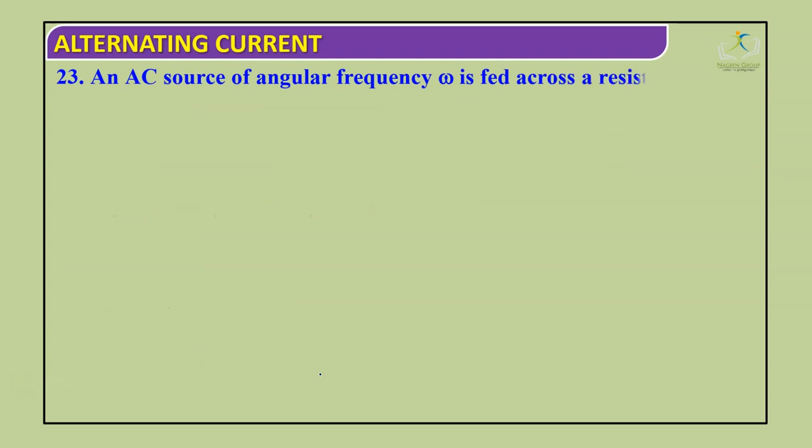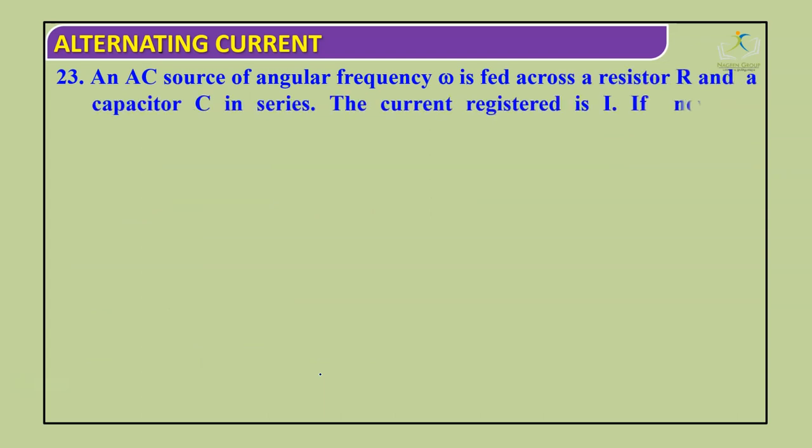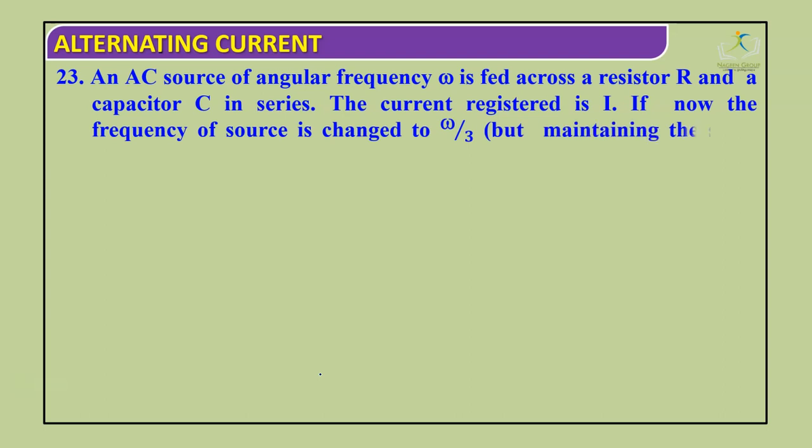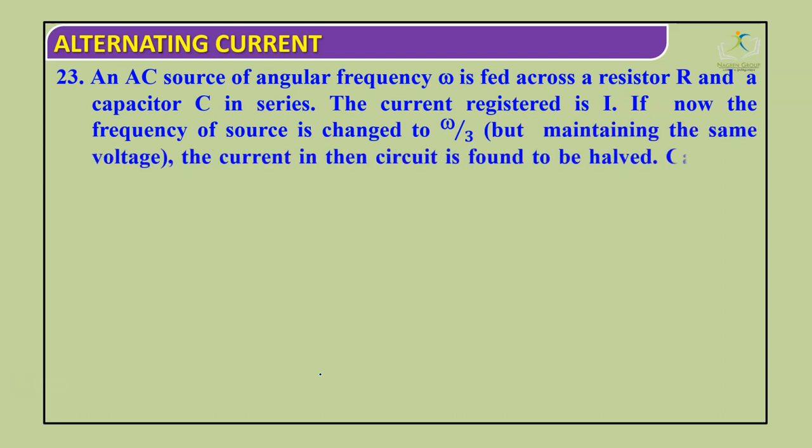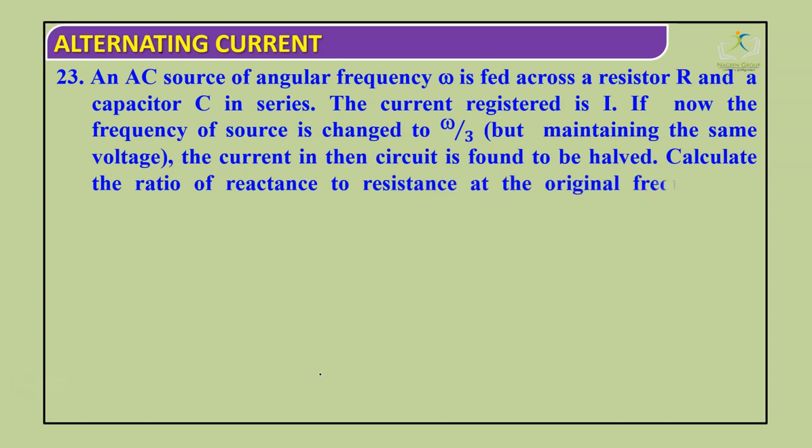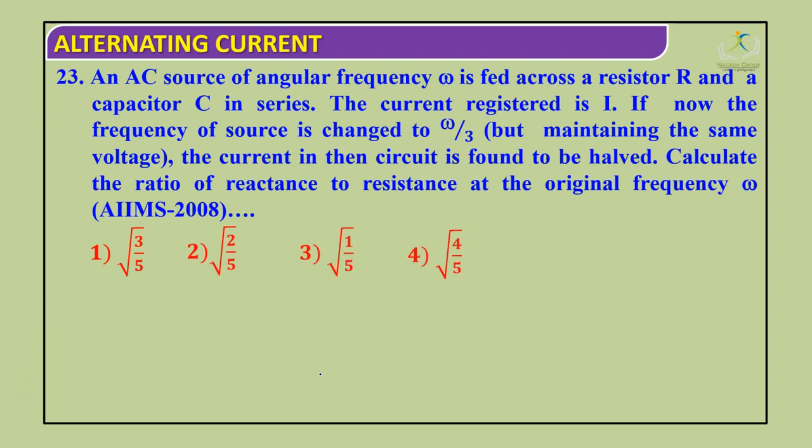Next question we have: an AC source of angular frequency omega is fed across a resistor R and a capacitor C in series. The current registered is I. If now the frequency of the source is changed to omega by 3 but maintaining the same voltage, the current in that circuit is found to be half. Calculate the ratio of reactance to the resistance at the original frequency omega. Options are: root 3 by 5, root 2 by root 5, 1 by root 5, and root 4 by root 5.